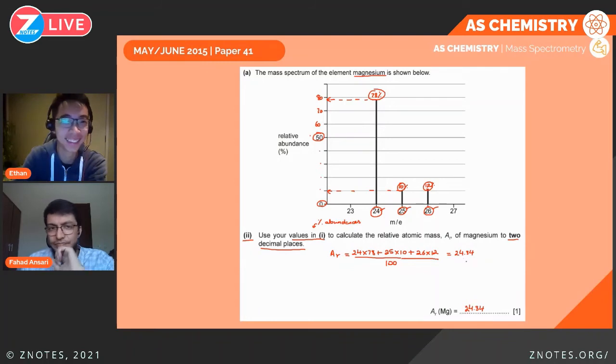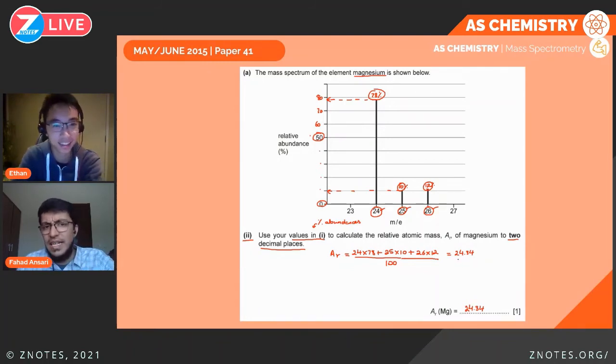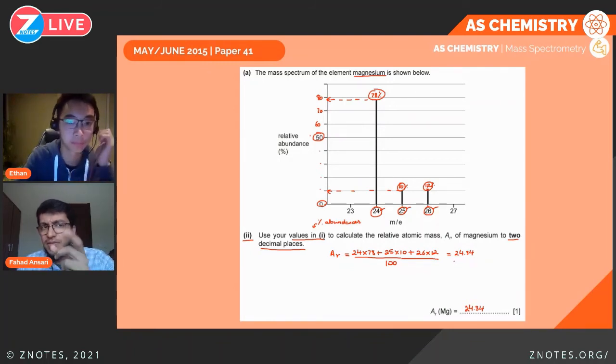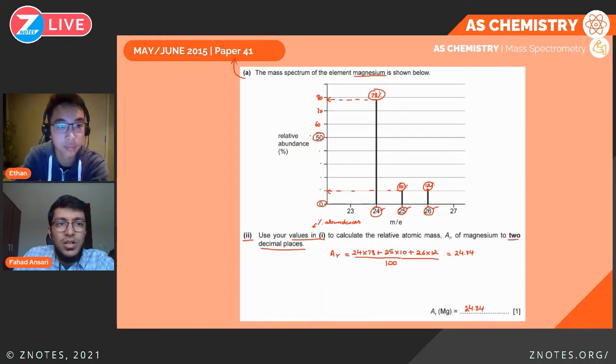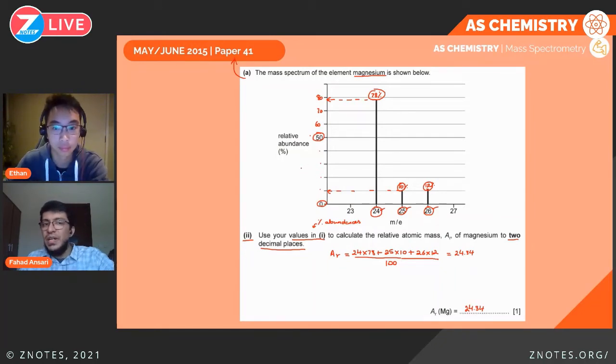And by the way, you may have noticed that this past paper question was from paper 4, right? The reason this is from paper 4 is because it's a new topic in AS chemistry. Previously, this was in the A2 syllabus, right? So I had to pick out questions from paper 4, which is the A2 theory paper. So that's why you'll see past paper questions for paper 4.